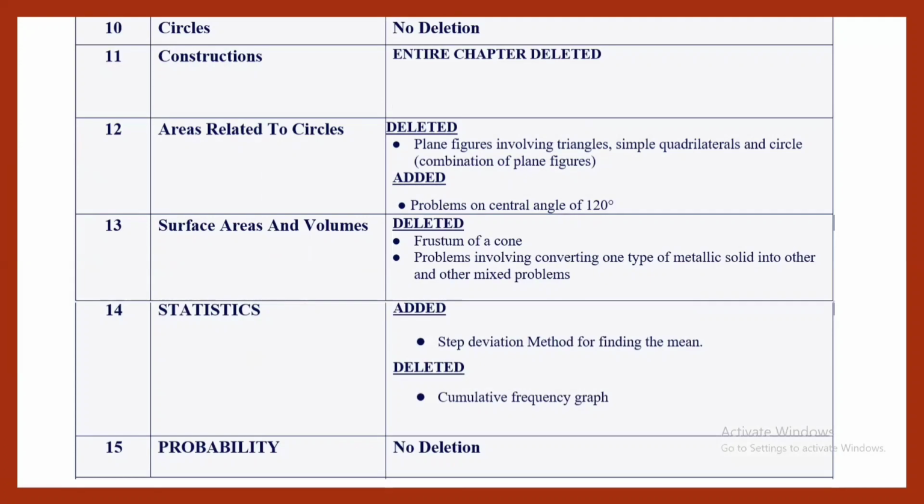Statistics, the second last chapter: what is added is the step deviation method for finding the mean. That has been added because it was not mentioned in the syllabus that it is not to be done. That means it has to be done this time. And what is deleted is the cumulative frequency graph. That is not to be done. Probability, there is no deletion. The complete chapter is to be done.